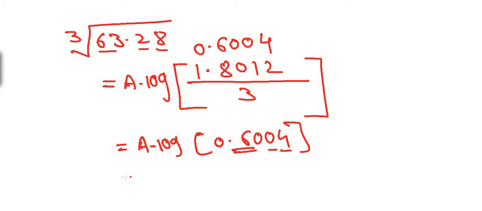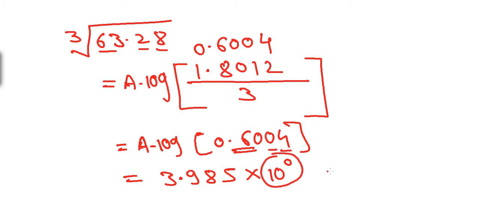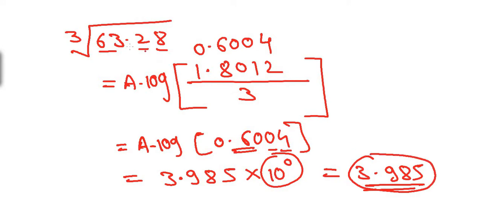So this is equal to 3985. Decimal after the first digit: 3.985 multiplied by 10 raised to the characteristic 0. Anything raised to 0 is 1, and so the final answer is 3.985, which seems to be fairly correct because this is close to 4 and cube of 4 is 64.